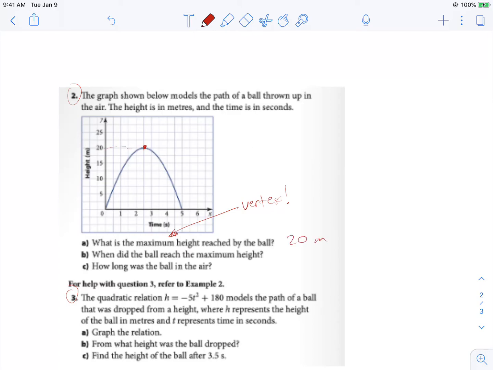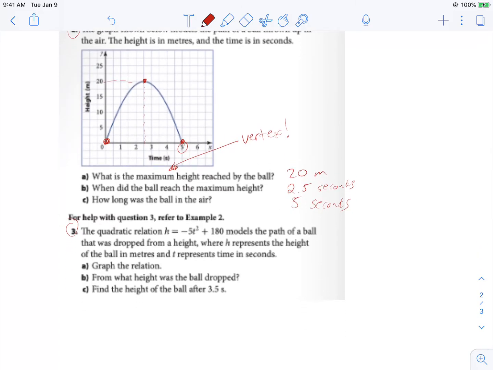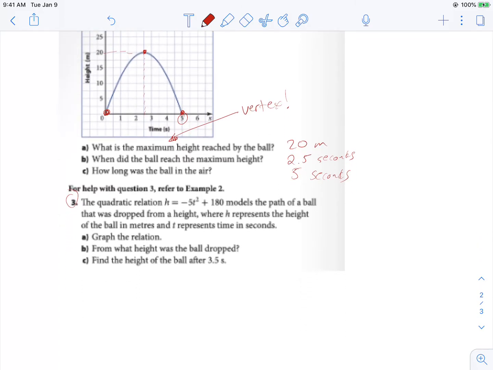When did the ball reach the maximum height? Well, now we need to go down. And it looks like it's right in between 2 and 3, so it would be at 2.5 seconds. Now, how long was the ball in the air? If the ball started here and went up and then came down, when did it come down and hit the ground? Well, it happened at 5 seconds. So all that information can be gleaned just by taking a look at the graph.